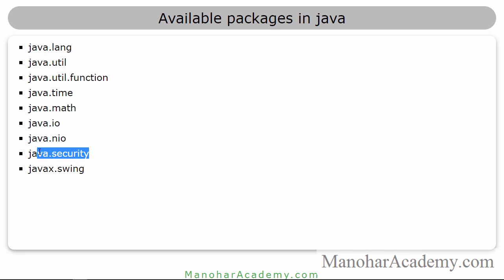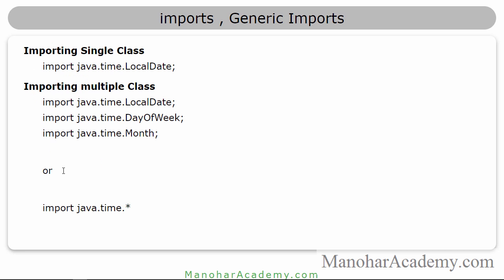All security related classes are available in the security package. All the front-end GUI or user interface classes are available in the Swing package. So here the x is there. So the packages can start with java dot or javax dot.